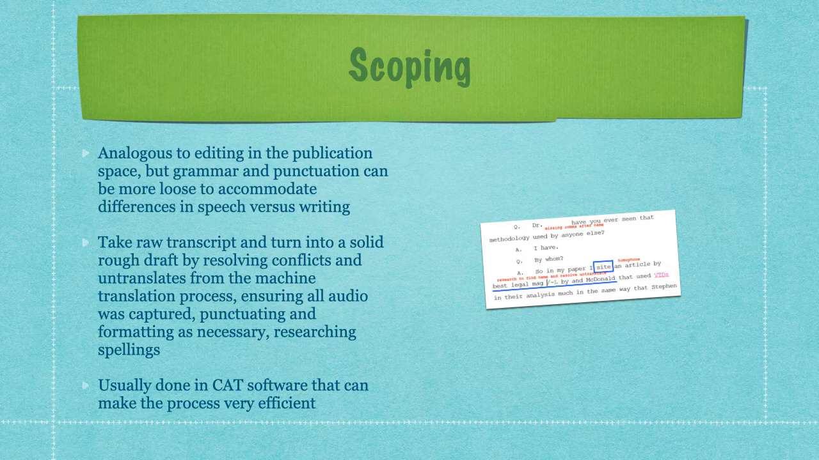to really shape your translation of somebody's speech. So when you get your transcript, you're going to turn it into a solid rough draft by resolving conflicts and translates from the machine translation process. Nowadays, most scoping is done to full audio, so you're listening to the audio as you're reading it, and then you're going to catch any drops. You're going to transcribe any drops.